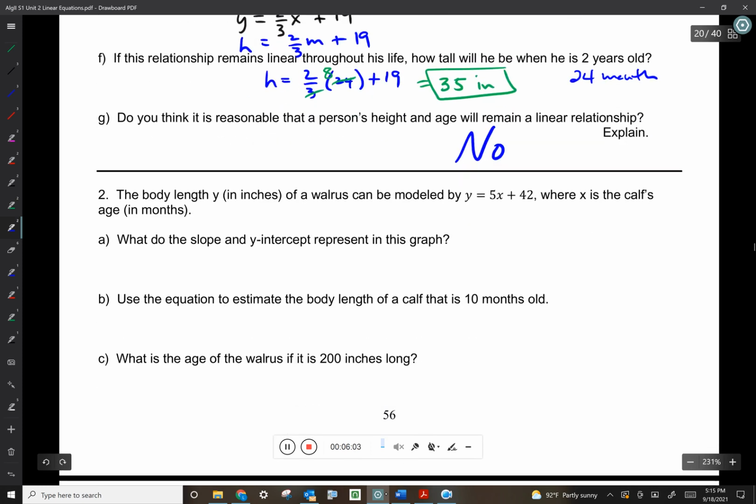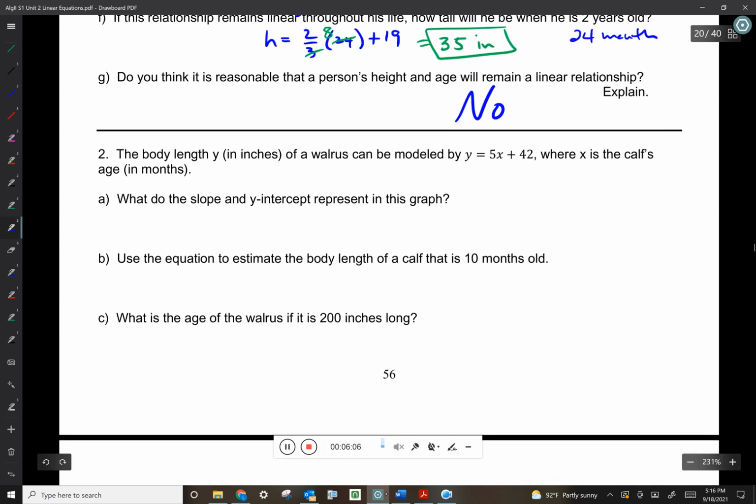Okay, let's try another example. The body length, y, in inches of a walrus can be modeled by this equation, where x is the calf's age. A baby walrus is called a calf. So we're still measuring how long instead of how tall these walruses are based on how old they are in months. So remember, the y is the length and the x is the number of months. So what do the slope and y-intercept represent in this graph?